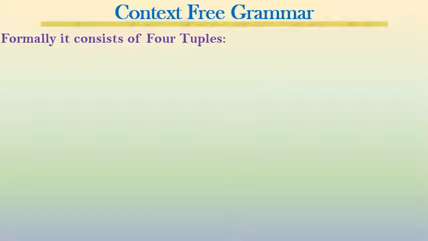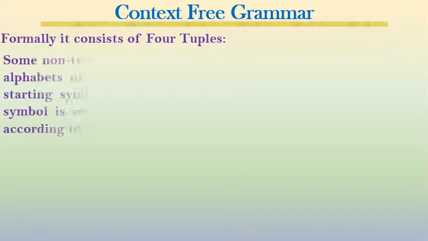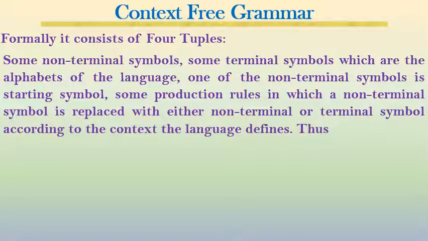Now we are going to define the context-free grammar in a formal method. Formally it consists of four tuples. Some non-terminal symbols are there, and similarly some terminal symbols, which are the alphabets of the language. The language we are going to derive will have some alphabets, and those alphabets will be considered the terminals. Similarly, one of the non-terminal symbols is the starting symbol. Among the non-terminal symbols, one will be considered the starting symbol. Then the fourth one is the production rules, in which a non-terminal symbol is replaced with either a non-terminal or terminal symbol according to the context the language defines. We'll discuss this in a while.